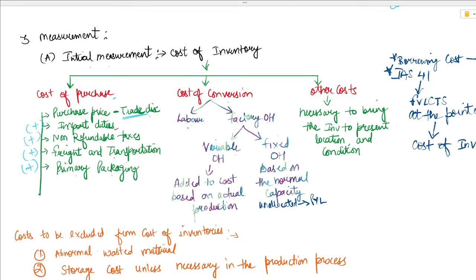Labor cost, the wages of the employees who are in the process of making this inventory. Admin salaries will not be included. This will be the labor cost only. Factory overhead, which can be variable or fixed overhead.